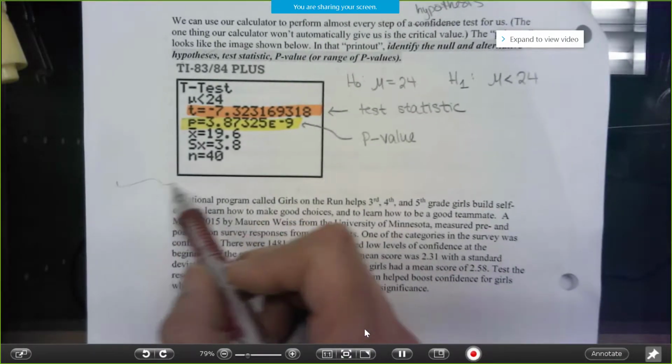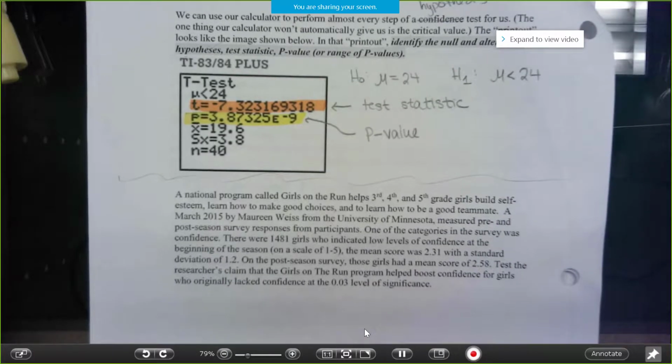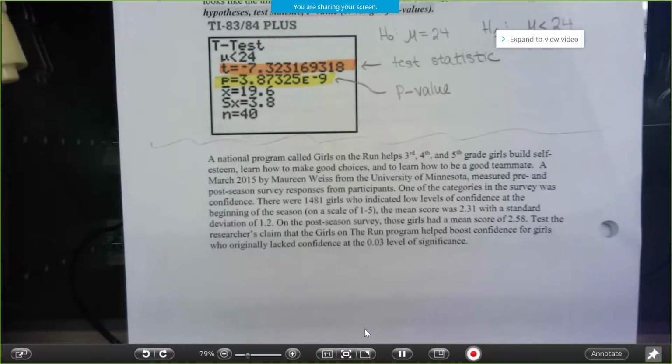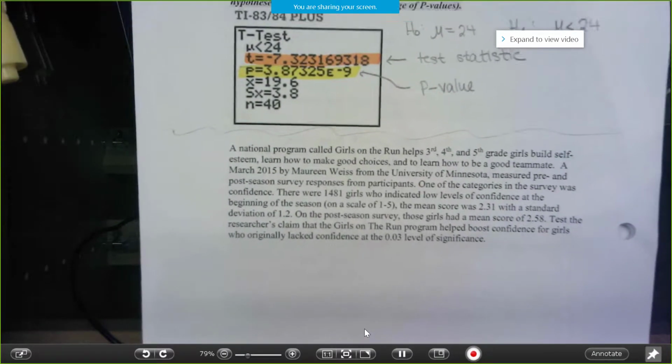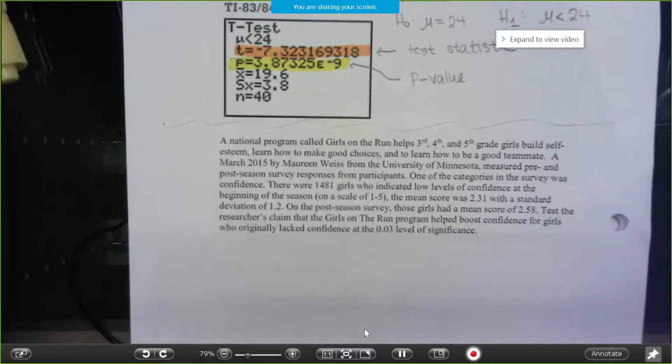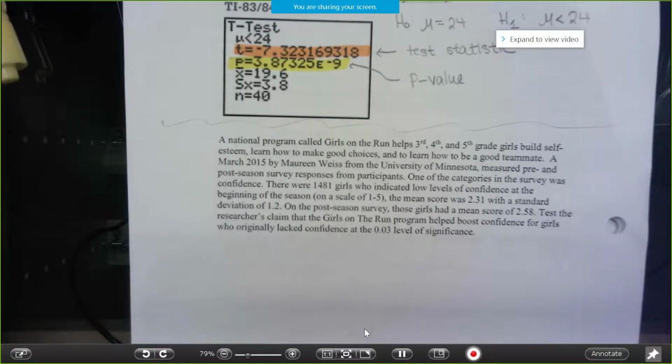Okay, so let's do an example. It says a national program called Girls on the Run. Has anybody here heard of Girls on the Run? No. Okay, so it's a great program. I was a volunteer coach for a few years. They always need coaches, and you don't have to be a runner. You just have to want to help 3rd, 4th, and 5th grade girls build self-esteem.